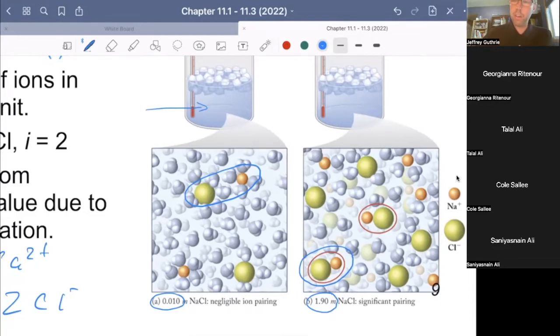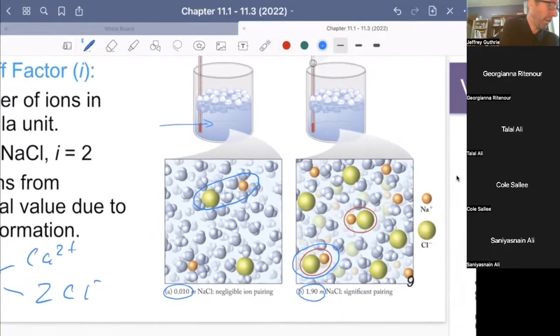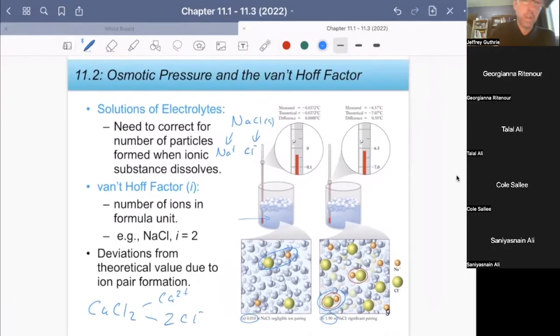So a theoretical one is you just look at the molecule itself. You look at sodium chloride, it breaks up into 2 ions of sodium and chloride, so theoretically it's 2, but depending on the concentration, it could be less than 2. It's never going to be greater than 2 because sodium chloride can't break up into more than 2 ions, right?